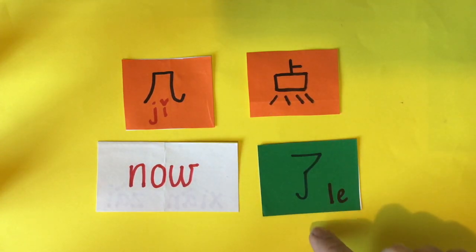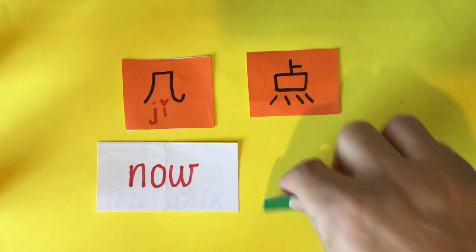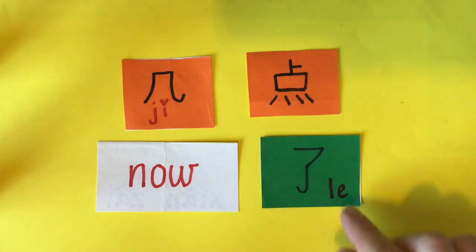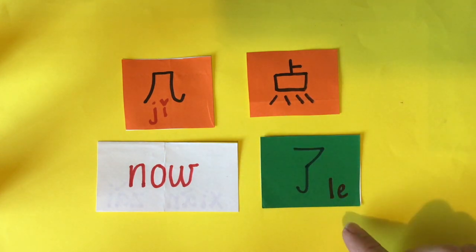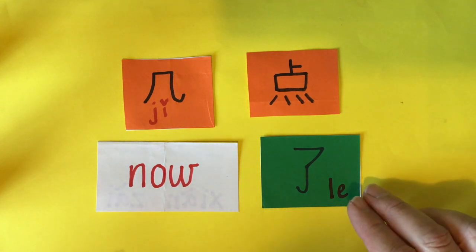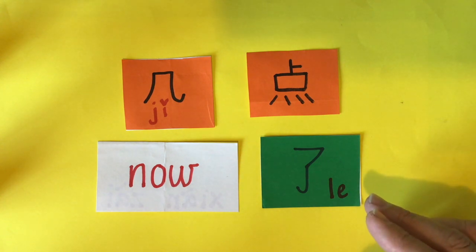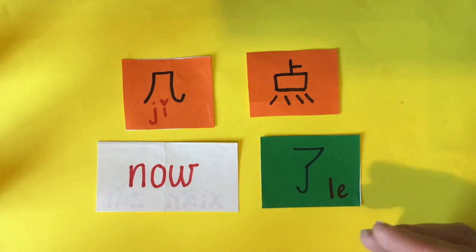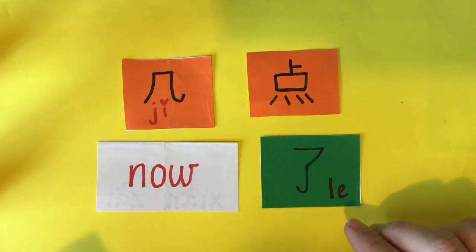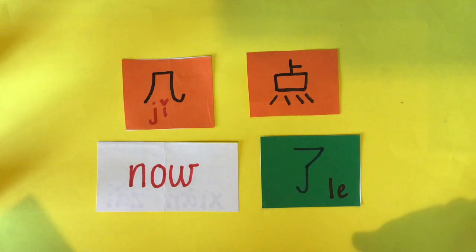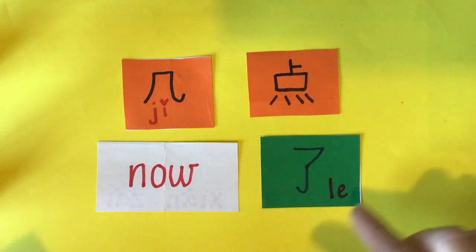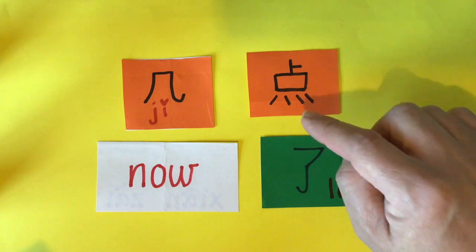Our last new character is this one, le. And on the back, I actually haven't written a translation at all. This is because le is one of those words that are a bit strange to us in English because it's very hard to translate. It can mean quite a few different things. It could mean that something has already happened, like putting an ed on the end of a verb. It can mean that something has changed. It might mean that you're giving some advice or an order. You'll find out how we use le in a moment in the course of telling the time.